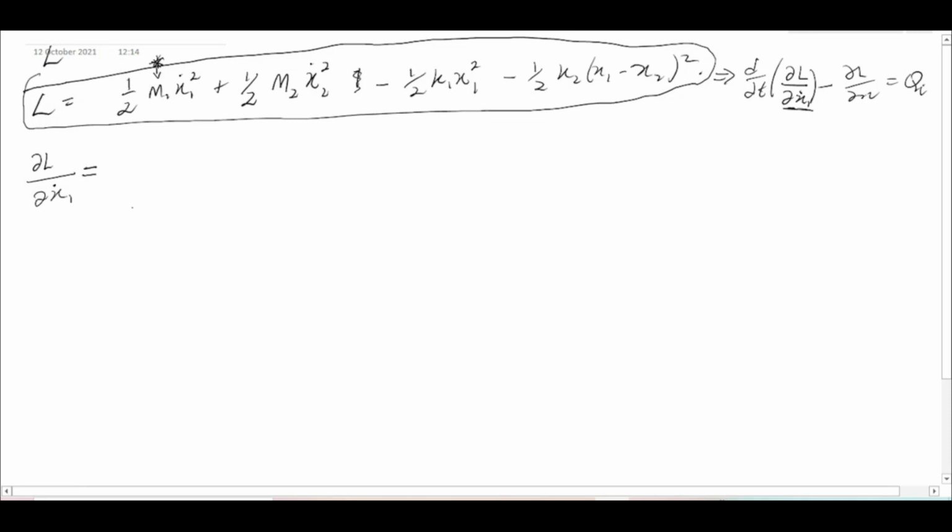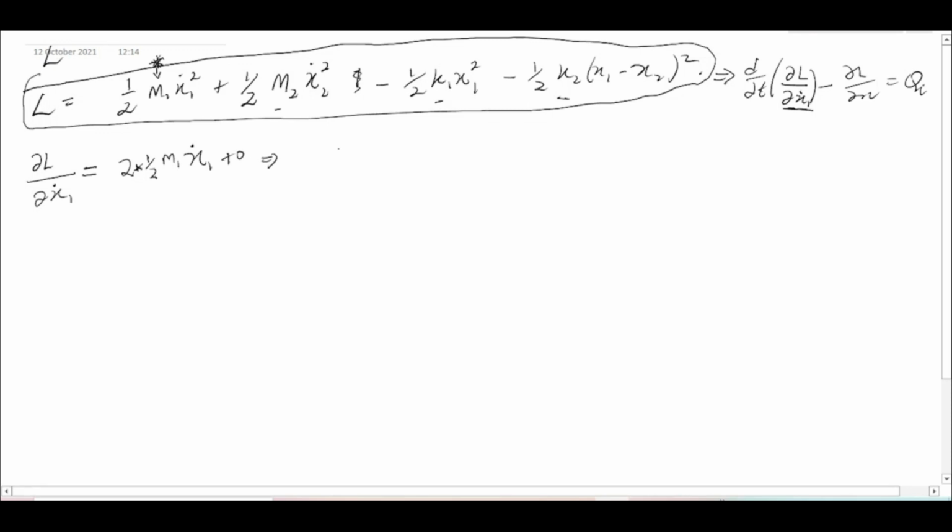Because we have x1 dot there, if you differentiate that, you're going to get 2 times half times m1 times x1 dot. If you check out this term, there's no x1 dot. Check out this term, there's no x1 dot. Check out this term, there's no x1 dot. So we have plus 0.